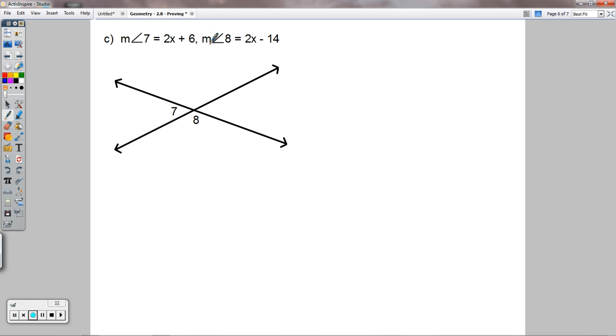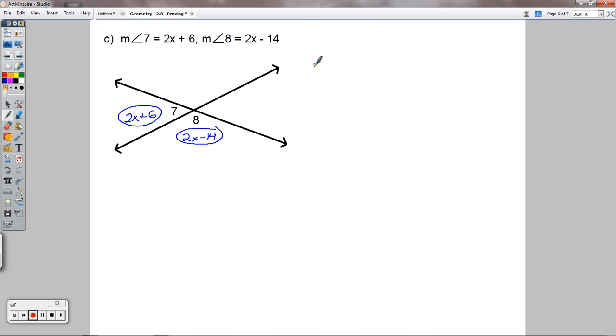This one says the measure of angle 7 equals 2x plus 6. Okay, so let's put that in the picture. 2x plus 6, that is this angle measure right here. The measure of angle 8 is 2x minus 14. I wrote it down right, but I just said it wrong. So what do I know about 7 and 8? Just looking at the picture, I think it's clear. You could say they form a linear pair once again.